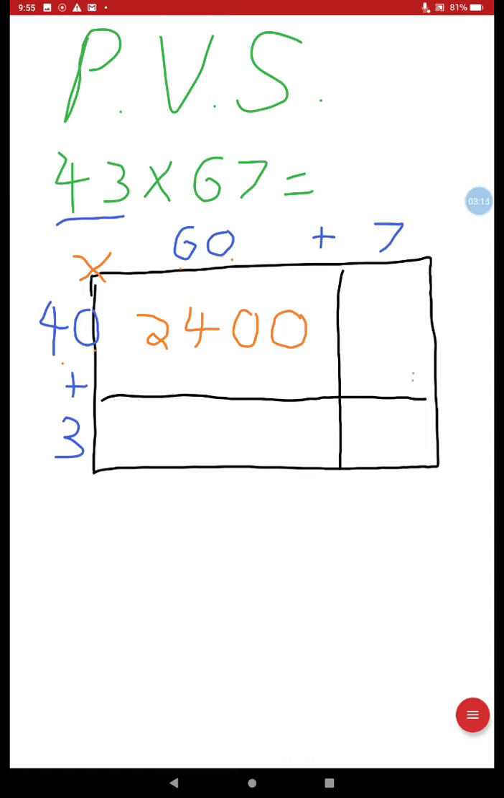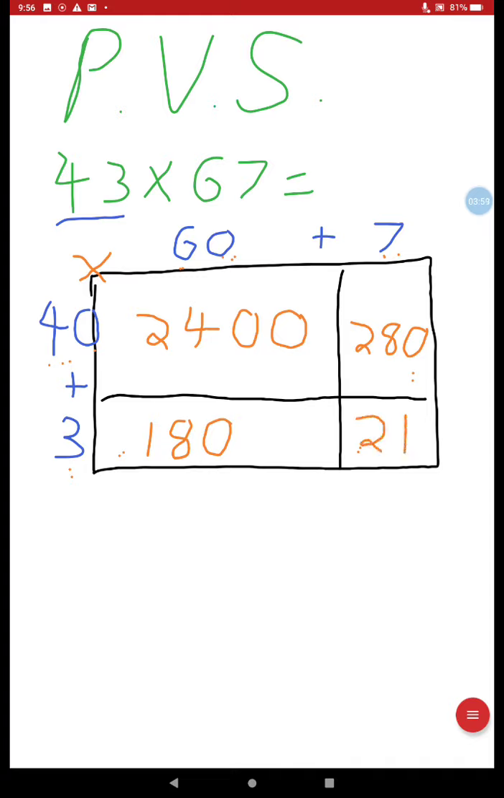Now let's go to this box. 40 times 7. Well, what's 4 times 7? 28. How many zeros are between 40 and 7? Only 1. 40 times 7 is 280. Now let's go down to this box. 60 times 3. Well, 6 times 3 is 18, and I put 1 zero at the end because there's 1 zero in 60. And now our last box here, 3 times 7. 3 times 7 is 21.